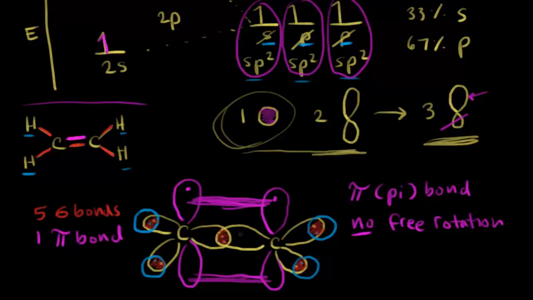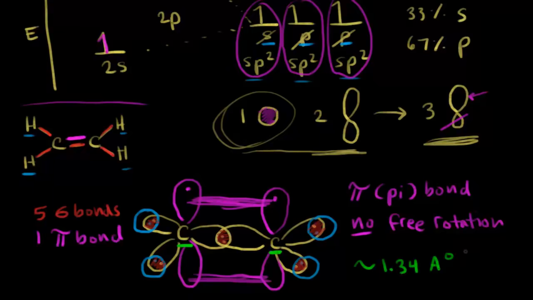If you're thinking about the distance between the two carbons, let me go ahead and use a different color for that. The distance between this carbon and this carbon turns out to be approximately 1.34 angstroms, which is shorter than the distance between the two carbons in the ethane molecule. Remember, for ethane, the distance was approximately 1.54 angstroms.